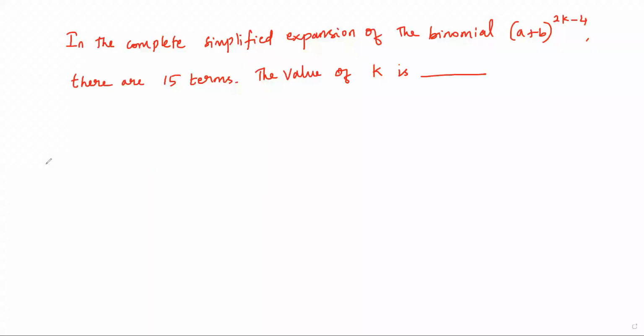Hi, in this video, we are going to see how to solve a problem on binomial expansion. Okay, let's go over the question. In the complete simplified expansion of the binomial (a + b)^(2k − 4), there are 15 terms. The value of k is.